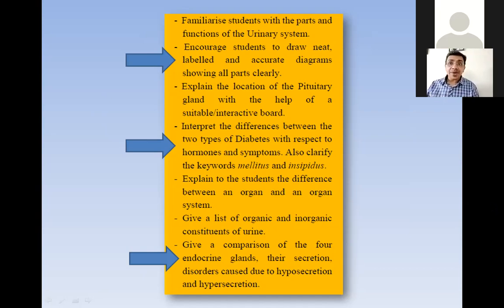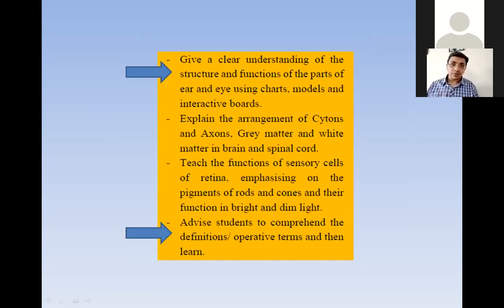And give a comparison of the 4 endocrine glands. Listen to this carefully, guys. 4 endocrine glands, their secretions, disorders caused because of hyposecretion and hypersecretion. So when it comes to endocrine system topic, you need to understand about all the 4 important glands. What are the hormones which are released? What will happen if they are released in less quantity, that is hyposecretion of that hormone, or what will happen if they are secreted in more quantity, that is hypersecretion of that hormone, right?